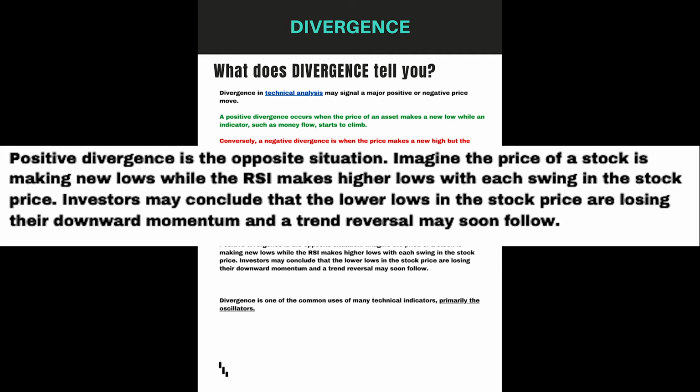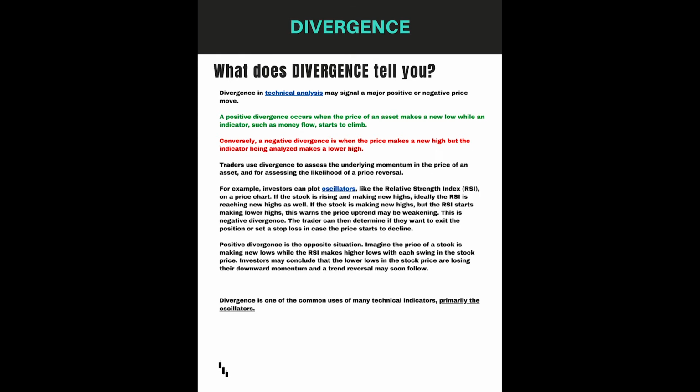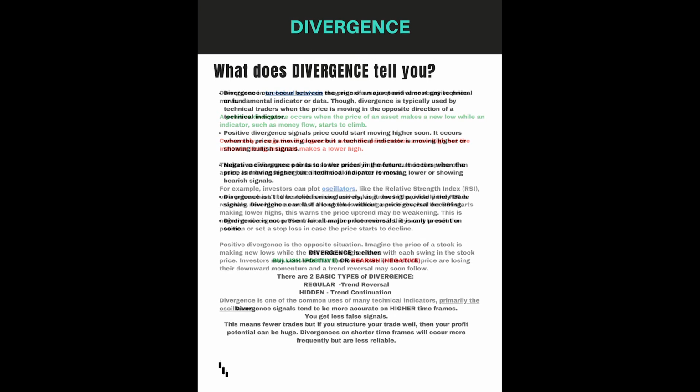Imagine the price of a stock or a crypto that is making new lows while the RSI makes higher lows with each swing in the price. Investors may conclude that the lower lows in the price are losing their downward momentum and a trend reversal may soon follow. Divergence is one of the most common uses of technical indicators, and primarily the use for oscillators.